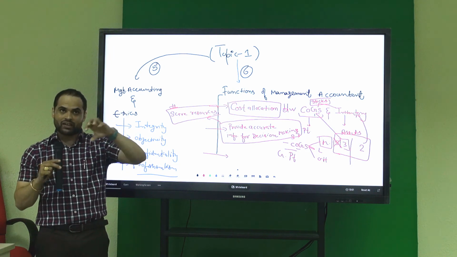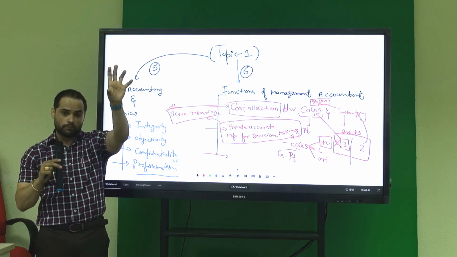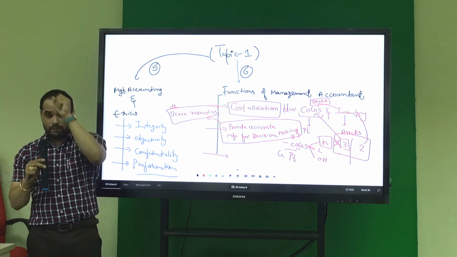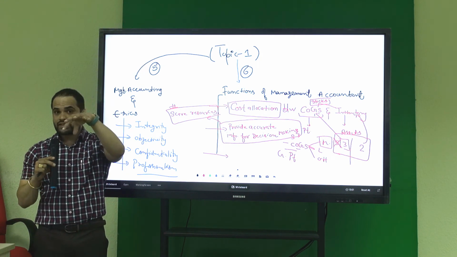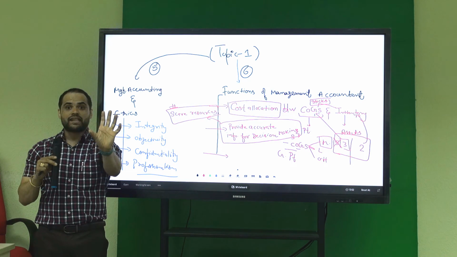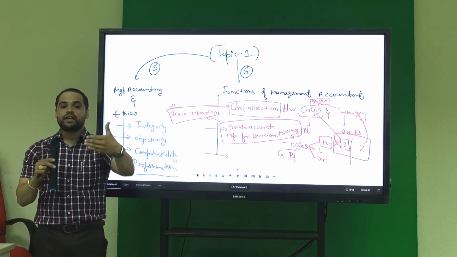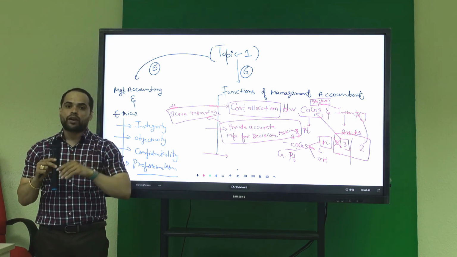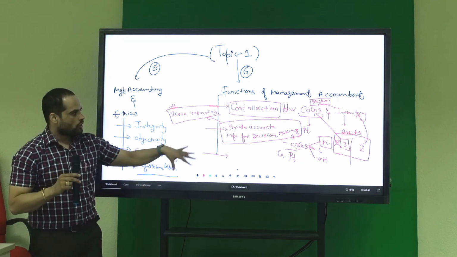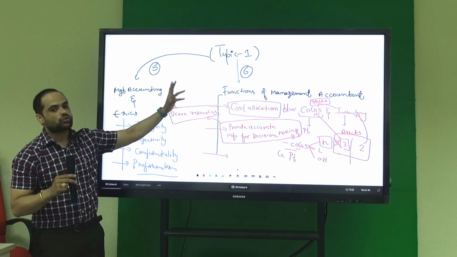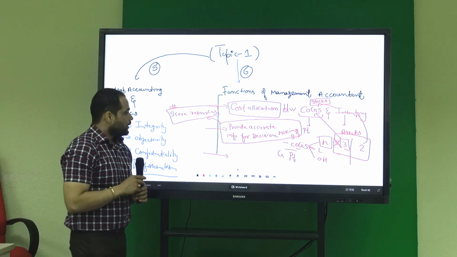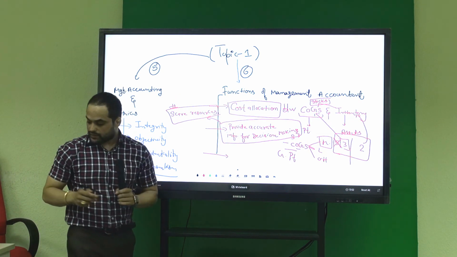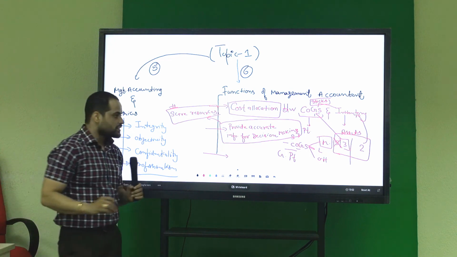On the basis of ranking, we make a decision: this product is produced first, applying all the machine hours. If some machine hours are left, then we produce the second product. After the second, if something is left, then we produce product three. So that's the kind of information we can get through the management account. The last one is the performance measurement.